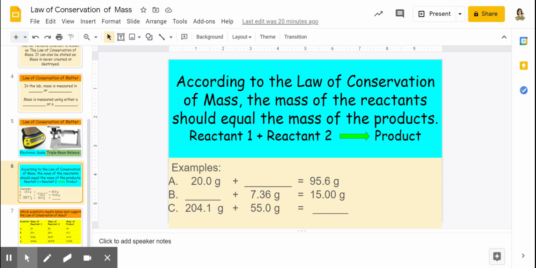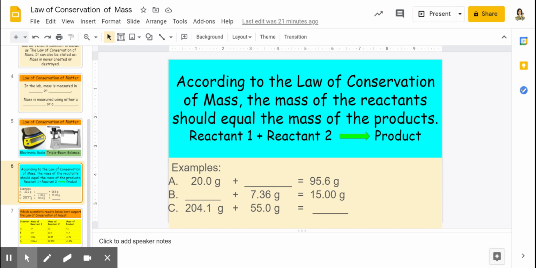Now let's take letter B. For letter B, you have here 15 grams. You don't know the mass of reactant 1. So what you need to do is to find it out to make them equal. The right side must be equal to the left side for them to have that equal sign. So 15.00 minus 7.36 is equal to 7.64, which goes to this blank, the mass of reactant 1.